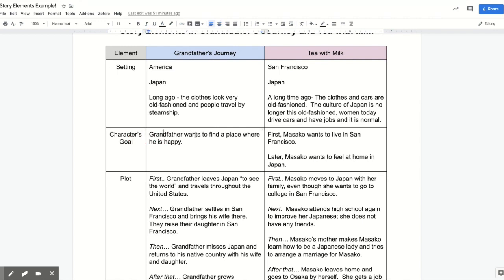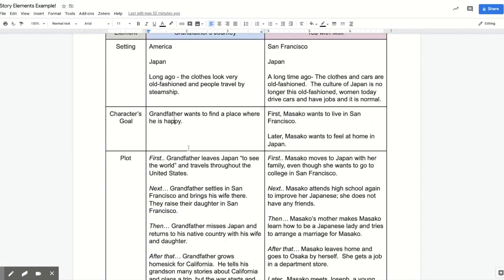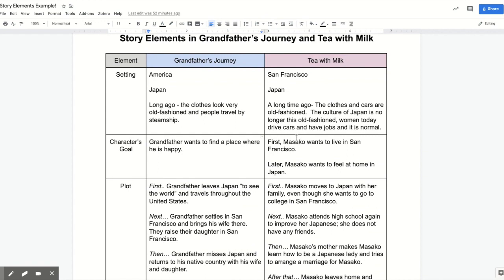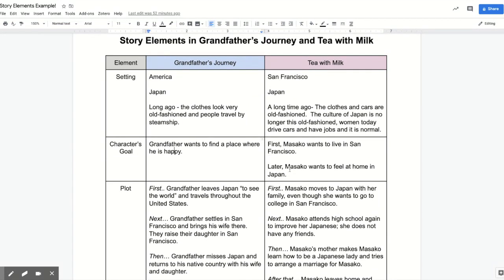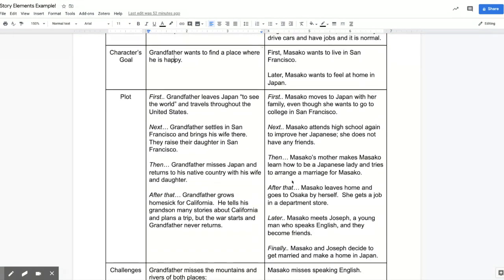So in Grandfather's Journey, Grandfather wanted to find a place where he was happy. That was his goal, right? He traveled around the world because he was happy, and he went to America, and we'll talk more about what he wants or his challenges later. Now, Tea with Milk. First, Masako wanted to live in San Francisco. Then later, she wanted to feel at home in Japan, right? When she realized that she didn't really have much choice. She needed to stay in Japan, but she wanted to still be able to feel at home.